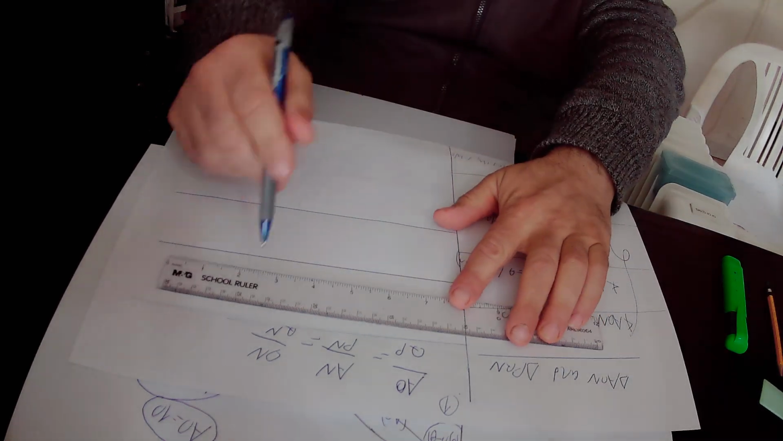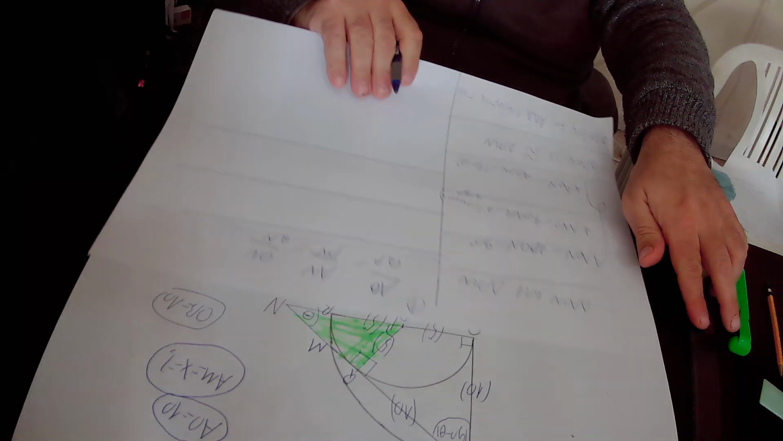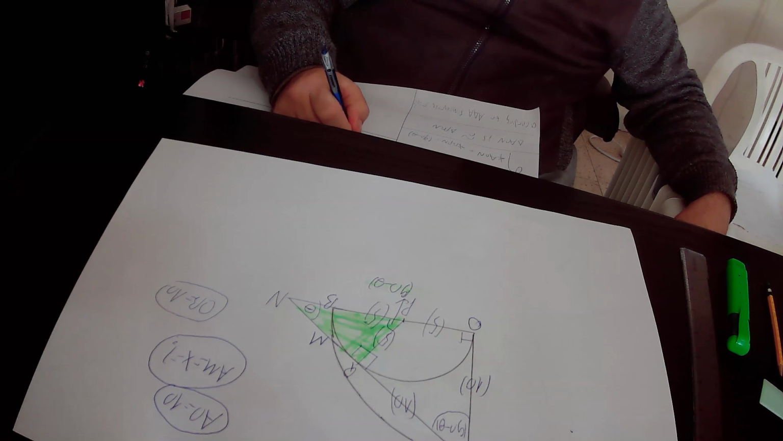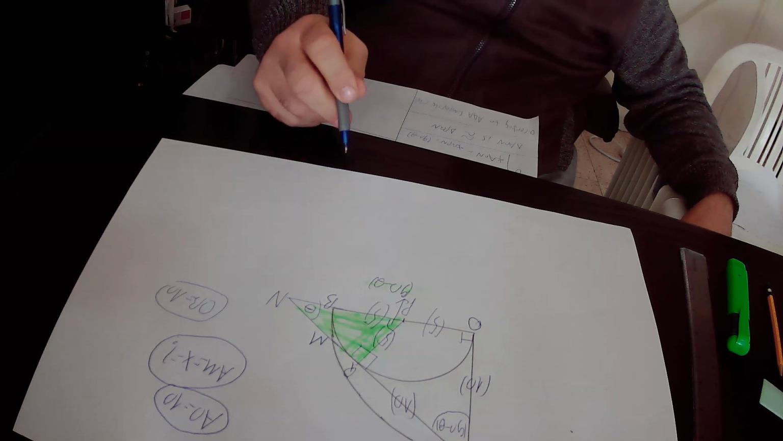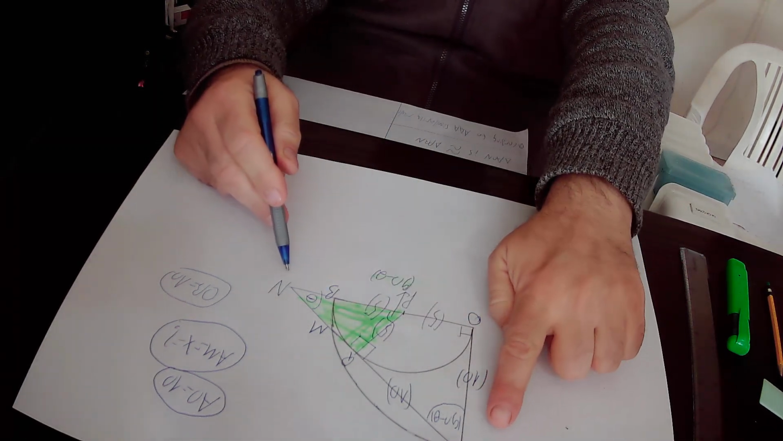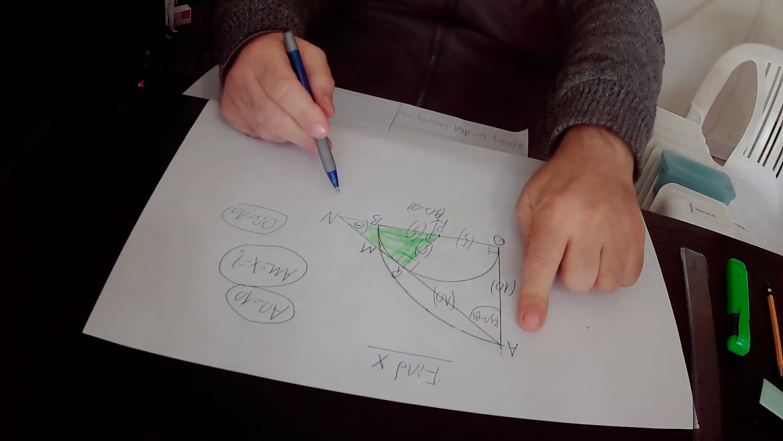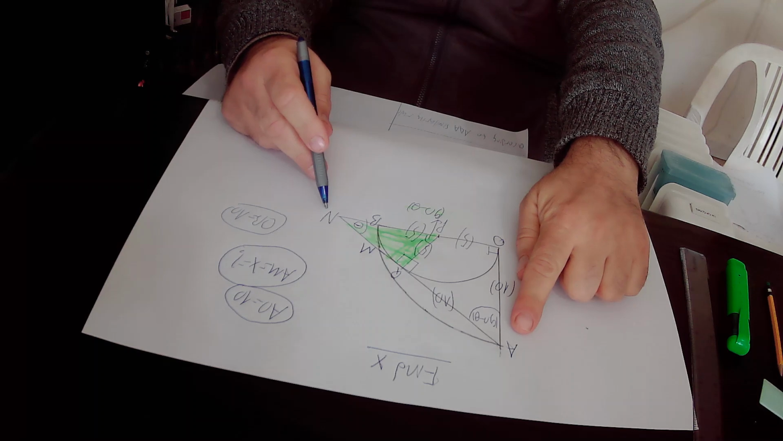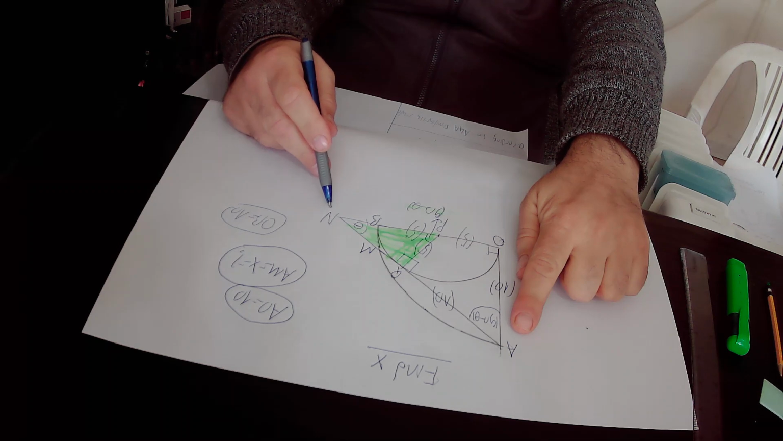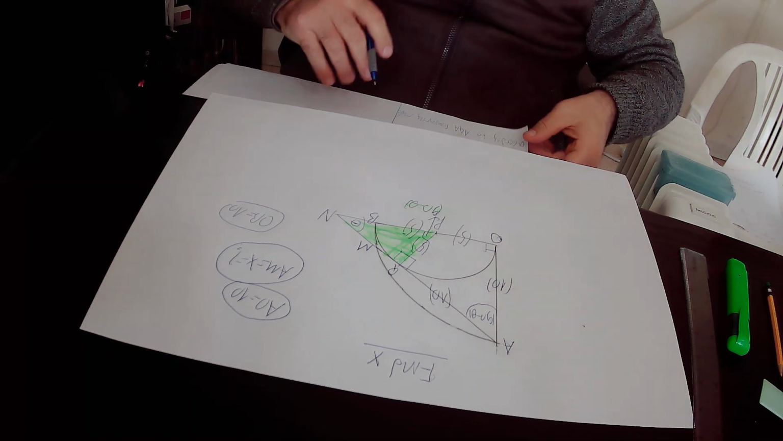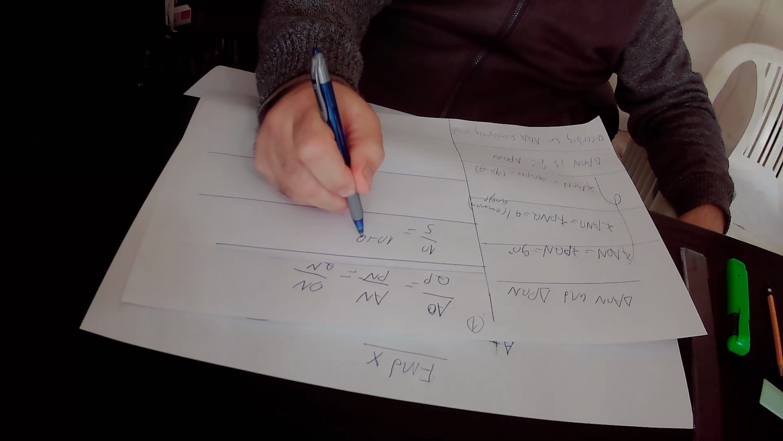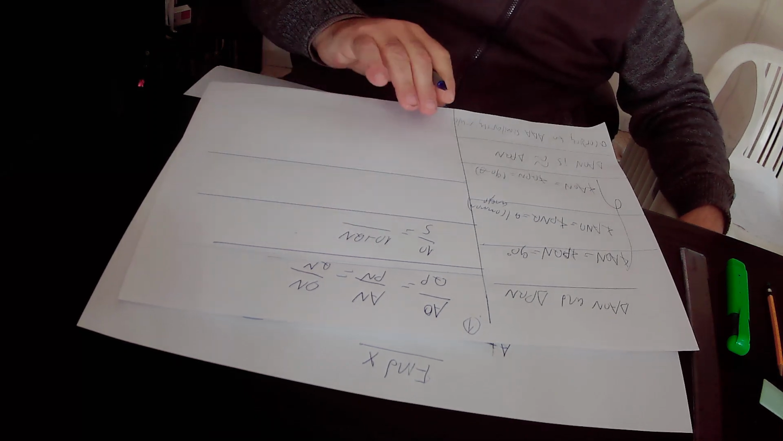So AO is 10 over QP, QP is 5. So AO over QP is 10 over 5, and it equals AN over PN. What is the length of AN? AN in total equals AQ plus QN. AQ is 10, so in total AN equals 10 plus QN. AN equals 10 plus QN, over PN.